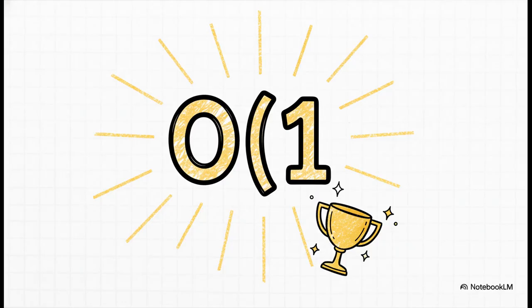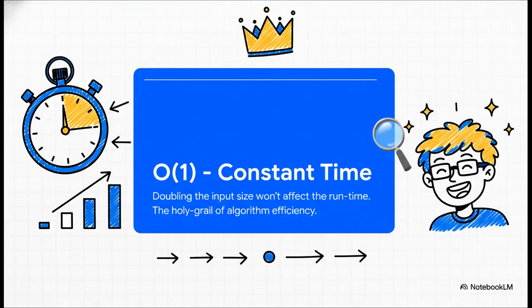And we've got to start with the absolute best of the best, the gold standard, O(1). We call this constant time. This is the holy grail. I mean, it's what every developer dreams about. An O(1) algorithm takes pretty much the same amount of time no matter how big the input is. 10 items, 10 million, doesn't matter. The time it takes is, well, constant.